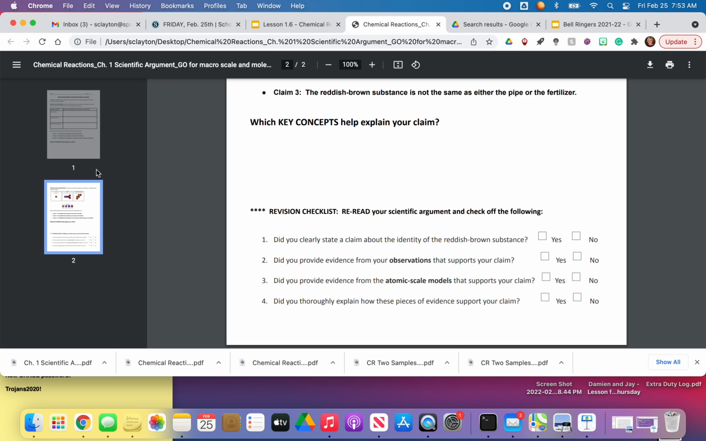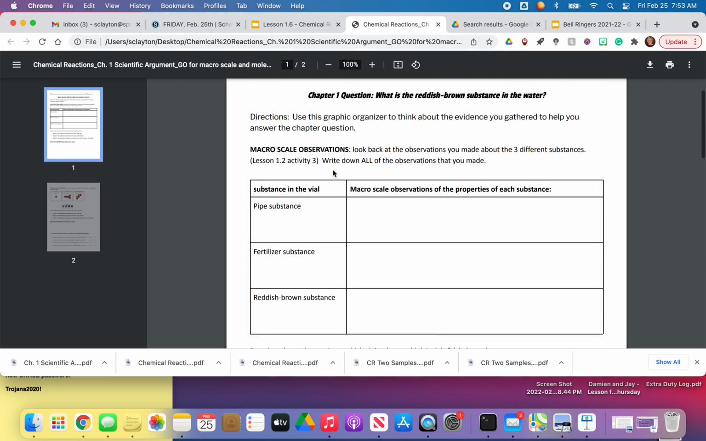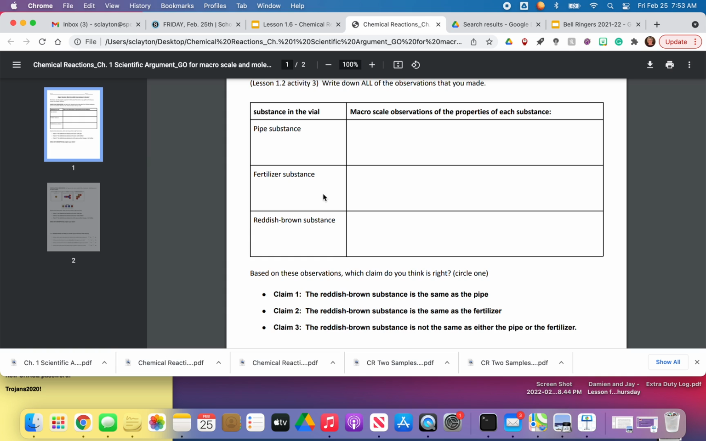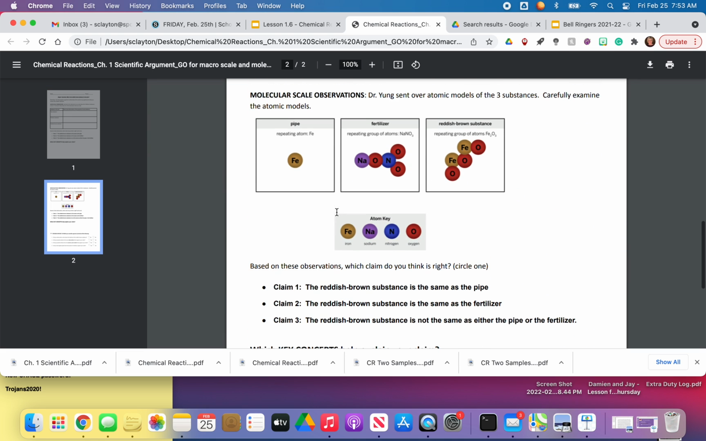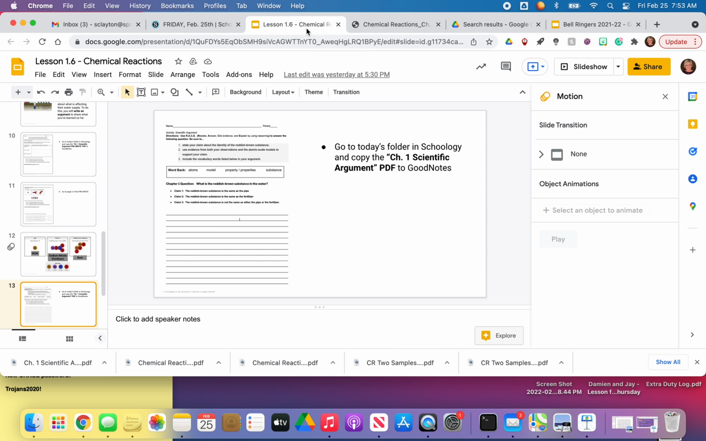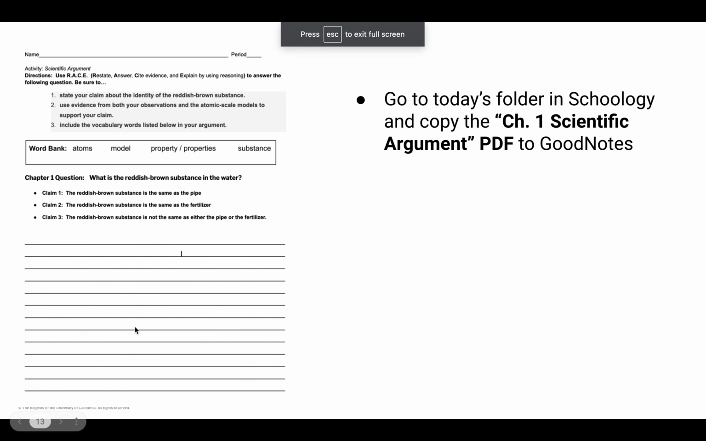Use evidence for both your observations and the atomic scale models to support your claims. So that's why I had you guys take the time to go through that. You need to use 2 pieces of evidence. One piece of evidence has to come basically from the macro scale observations, and the second piece of evidence is going to come from the atomic scale evidence. Okay? And then you're going to write your answer here. I would use 2 paragraphs, one for the macro scale observation, evidence, and explanation, and one for the atomic scale evidence and explanation.